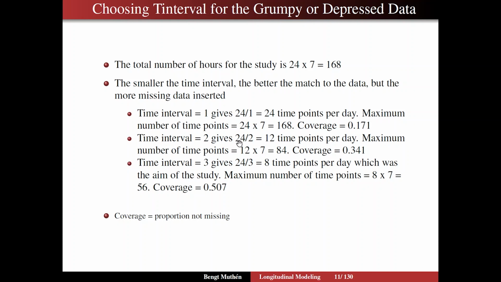Time interval 2 gives 12 time points per day. Maximum number of time points then is 84, coverage 0.341. Much better coverage. Time interval 3 gives 8 time points per day, which was actually the aim of the study. Maximum number of time points then is 56 with coverage 0.507. Usually we want much more coverage when we analyze data, but in this case low coverage works fine, except perhaps when it goes down to very low values.